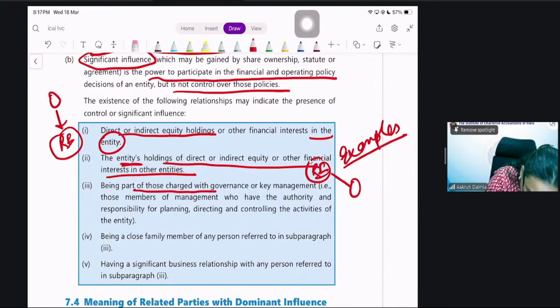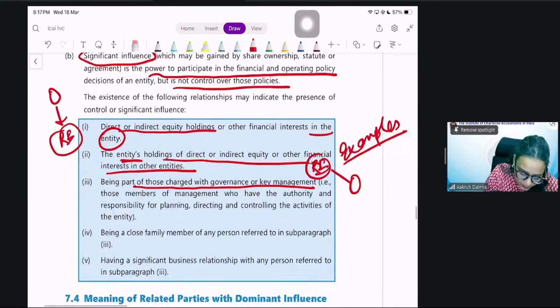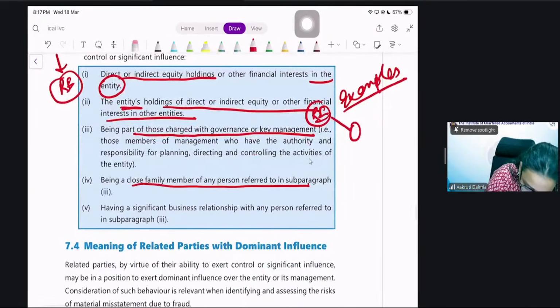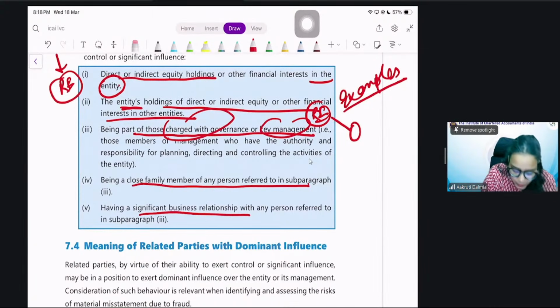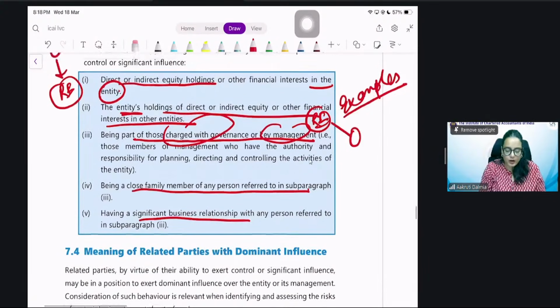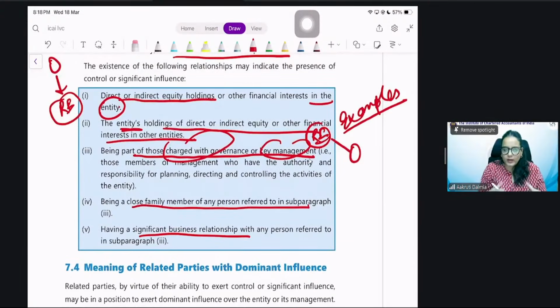If you are part of TCWG or key management, that is a related party. Being a close family member of TCWG or management is a related party. Having any business relationship is also a related party. So you just have to take it very casually. You don't have to worry too much about it. These are just the basic examples that you have to remember.